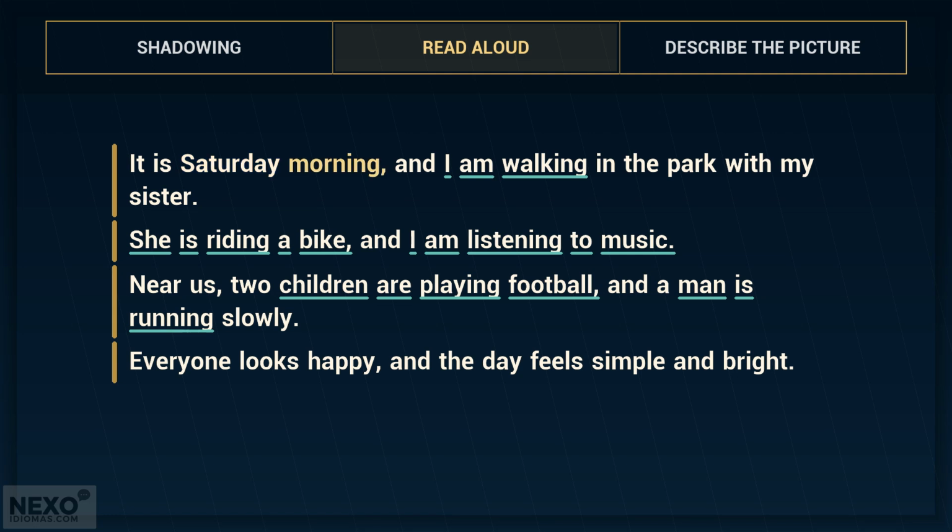It is Saturday morning, and I am walking in the park with my sister. She is riding a bike, and I am listening to music. Near us, 2 children are playing football, and a man is running slowly. Everyone looks happy, and the day feels simple and bright.